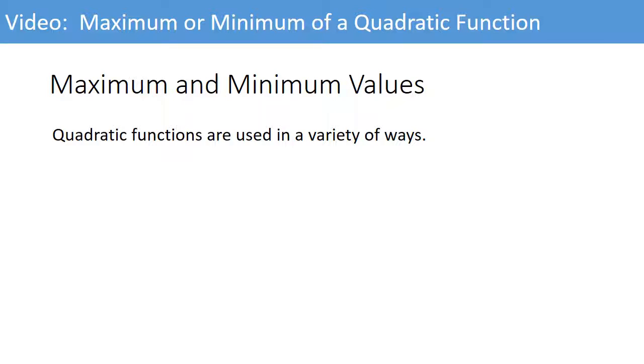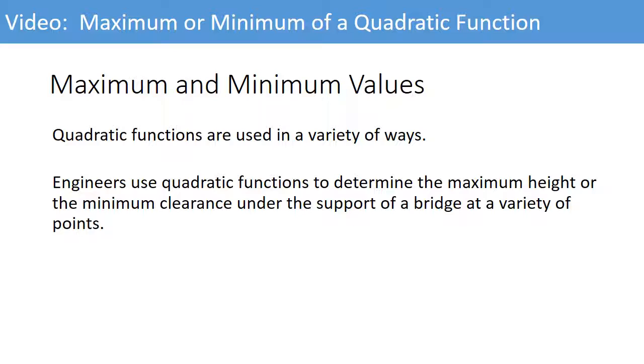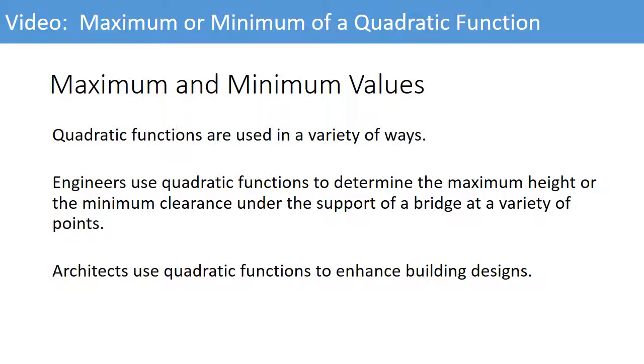Quadratic functions are used in a variety of ways. Engineers might use them to determine the maximum height or minimum clearance under the support of a bridge at a variety of points if they are civil engineers and they are designing bridges. Architects use quadratic functions to enhance building designs. So let's take a closer look.